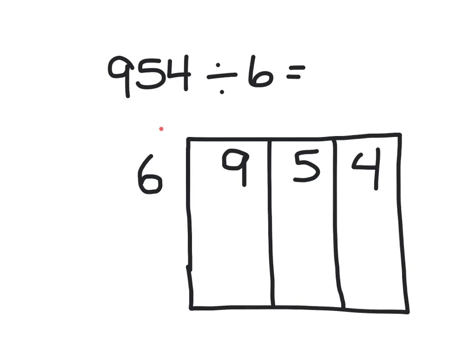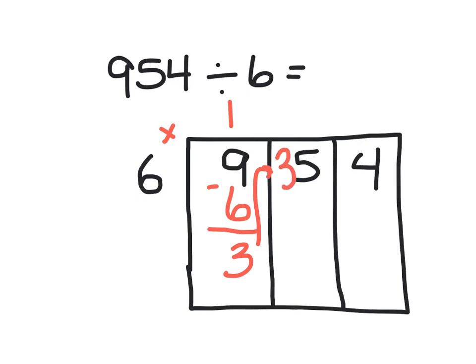So I'm going to start out by 6 times something equals close to 9, but it can't go over, kind of like we were doing with our other strategy. So I'm going to say 6 times 1, because if I did 6 times 2, that would equal 12. So I'm going to do 6 times 1 equals 6, and then I'm going to subtract that from the 9 to get 3. Next thing I'm going to do is I'm going to take that 3 and move it up to the next column. So now I have 35.